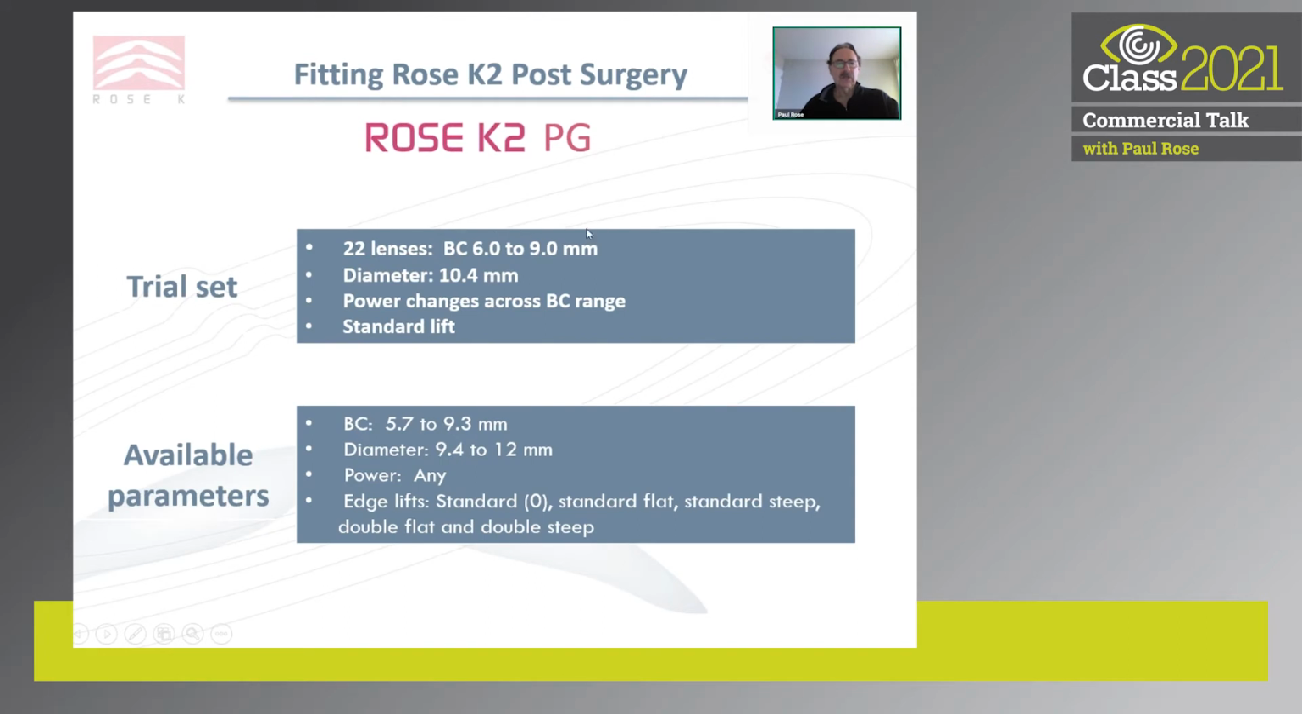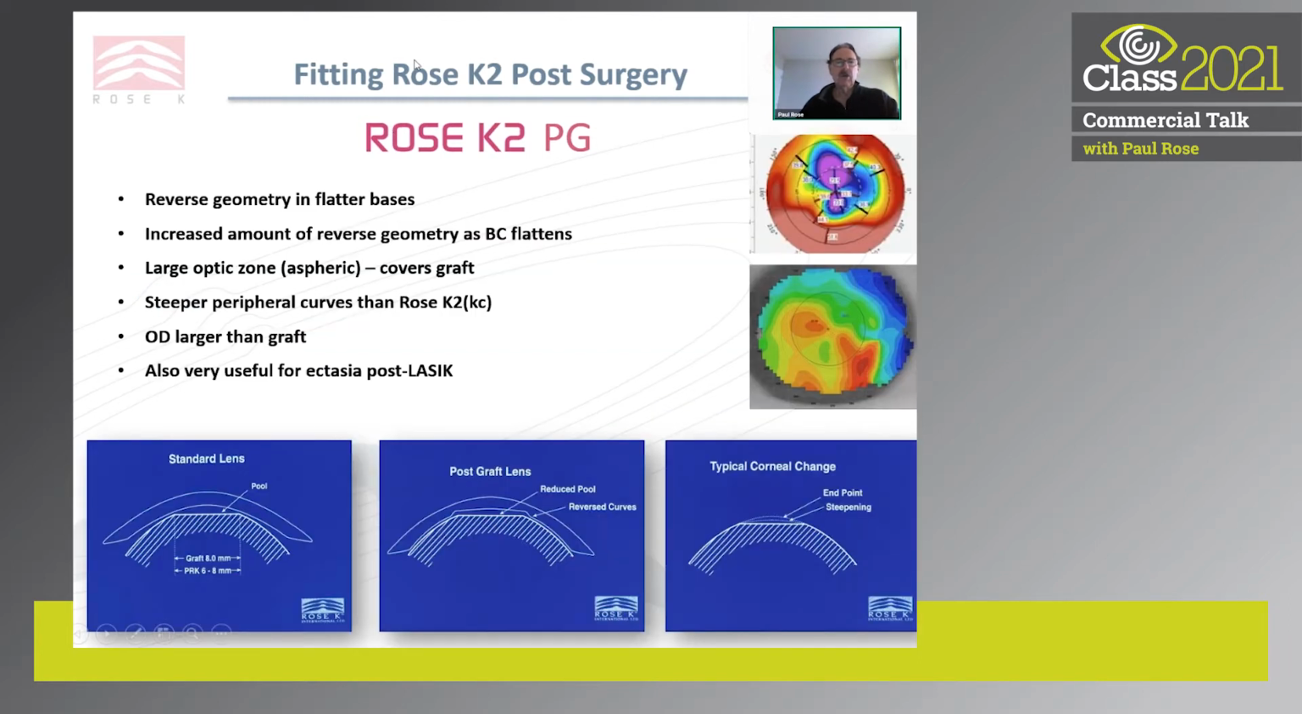The trial set is 22 lenses. You can't fit it empirically just off maps. You need to use a trial set with a standard diameter of 10.4, and you are offered a range of edge lifts, which I won't go into detail on, just simply say, like all my designs, you can change the edge lift quite dramatically, from increased, where you make it more lift, down to decreased, where you control it and pull it down.